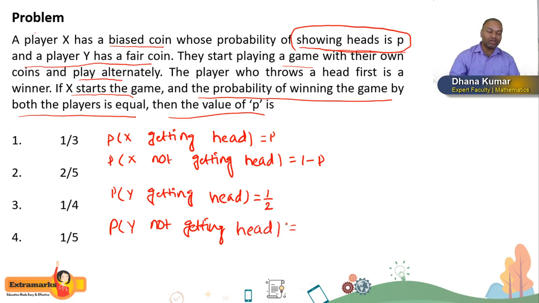Obviously, the answer will be what? 1 minus 1 by 2. 1 minus 1 by 2 means what? 1 by 2. Right. So, first, let us come to X starts the game. See the next slide. P of X wins.